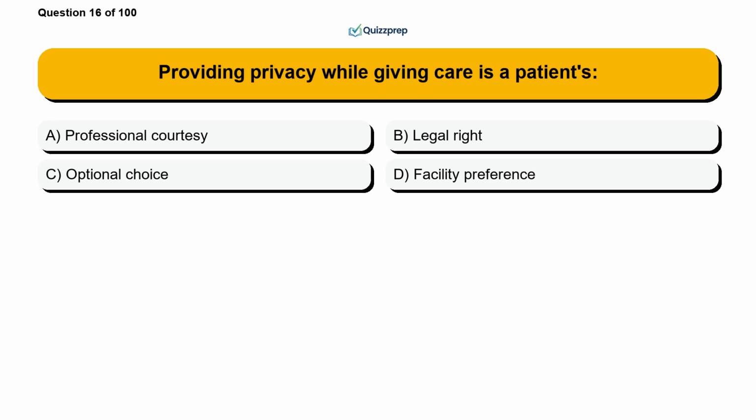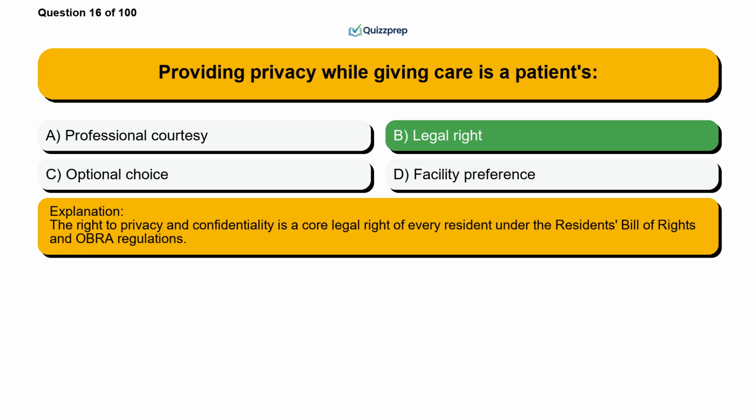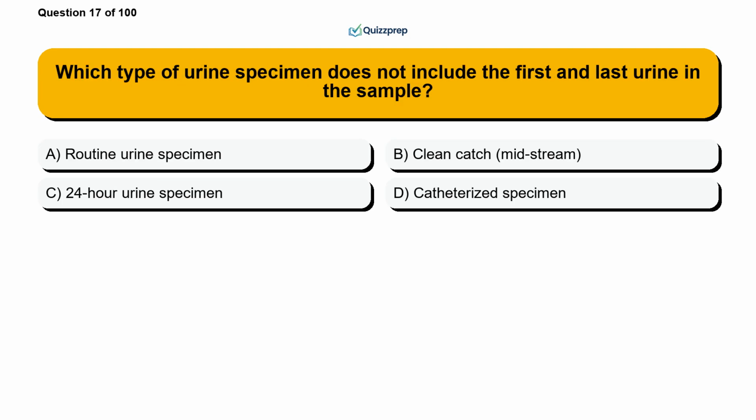Question 16. Providing privacy while giving care is a patient's option A, professional courtesy, option B, legal right, option C, optional choice, option D, facility preference. The correct answer is option B, legal right. The right to privacy and confidentiality is a core legal right of every resident under the Residents' Bill of Rights and OBRA regulations.